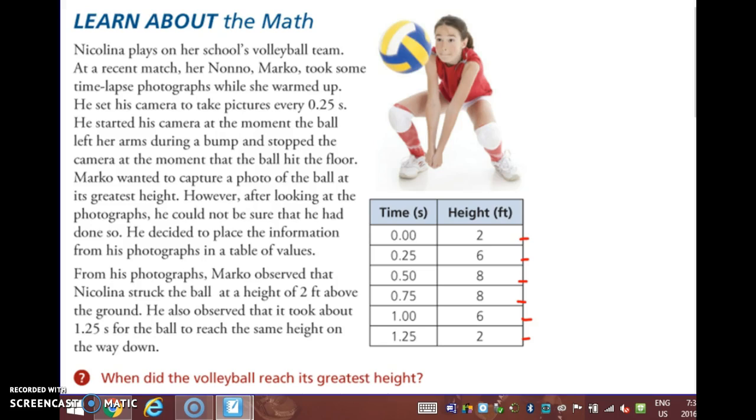So you'll notice the ball makes a parabola shape because it goes up to a height of 8 feet and then starts to come down back to 2 feet. So the question is, when did the volleyball reach its greatest height? If we look at the information, the greatest height is somewhere around 8, because at 0.5 seconds it's at 8, and at 0.75 seconds it's at 8.